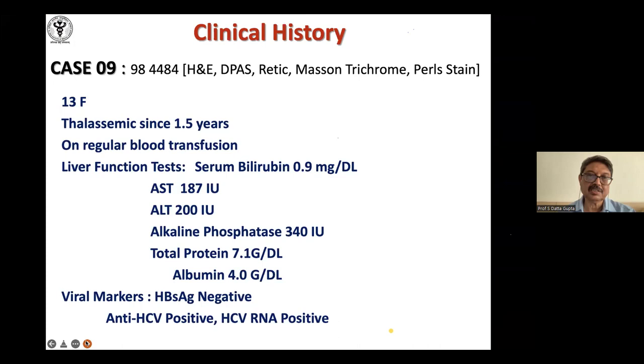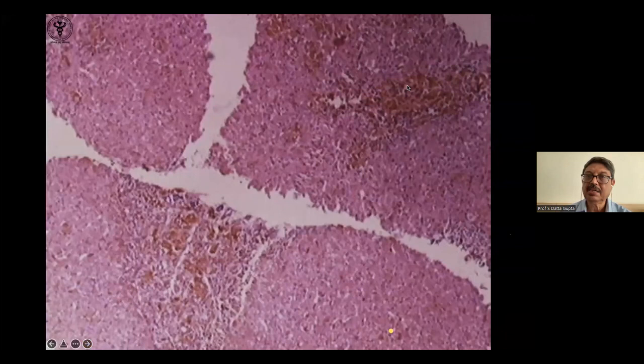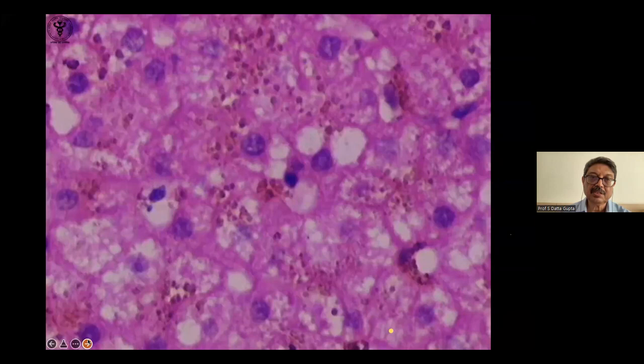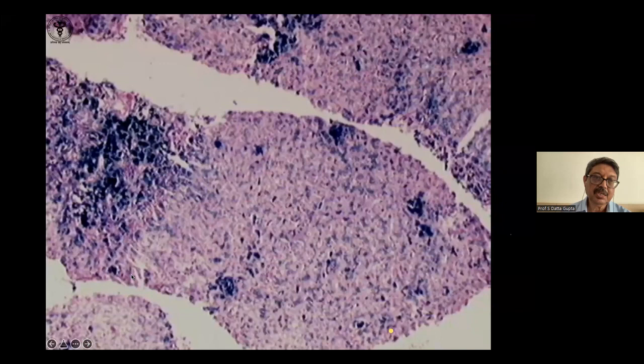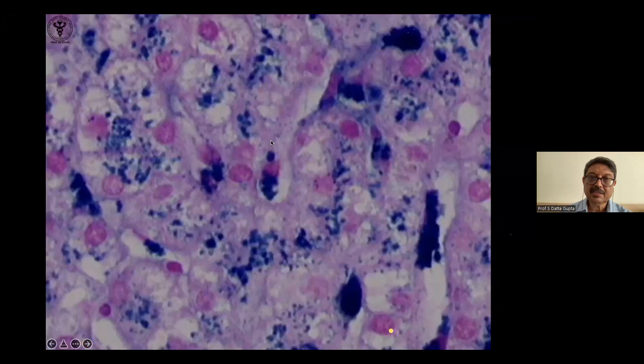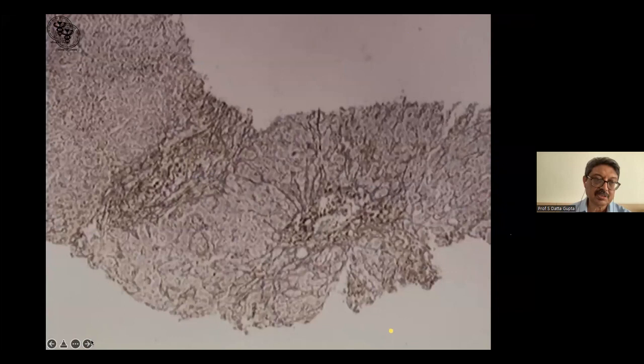Now, for example, this is a thalassemic with abnormal liver function tests, HBsAg negative, HCV positive. Do you need a liver biopsy to make a diagnosis? Not at all. But why do you require a liver biopsy? It tells you the grading and staging, and also how much hemosiderin is there. This is hemosiderin pigment in the cells, and here are the Prussian blue stained pearls of hemosiderin in the portal tract, in the lobule, along the sinusoidal border of hepatocytes, and in the Kupffer cells. How much fibrosis is there by the reticulin stain and Masson trichrome.